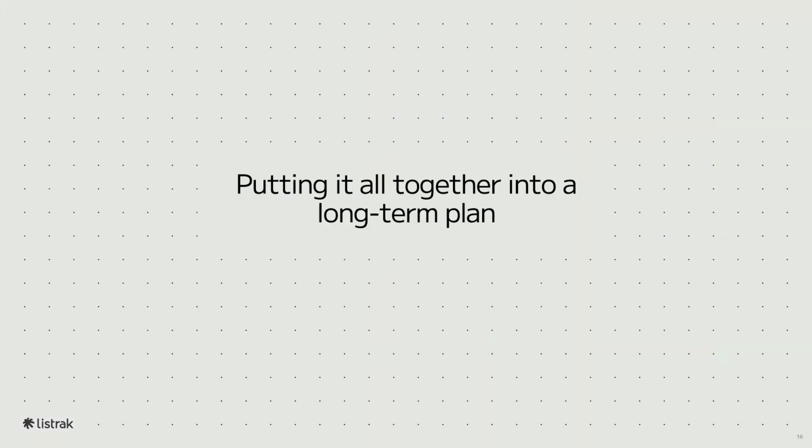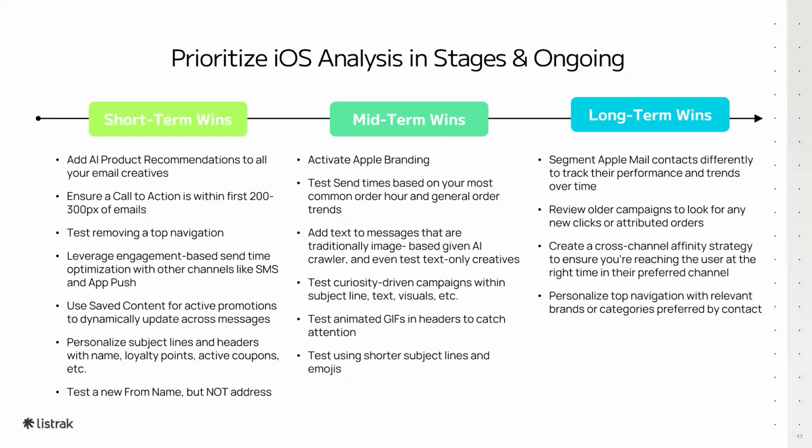Now, let's talk about building a sustainable strategy long term for achieving maximum performance, even with iOS changes. Start with some quick wins and see what your account manager recommends based on your individual program results. For example, in the short term, focus on visibility and call to action placement. Then think about your longer roadmap. In the midterm, test cross-channel strategies and creative formatting. And in the long term, develop a full affinity-based messaging strategy across email, SMS, and push.